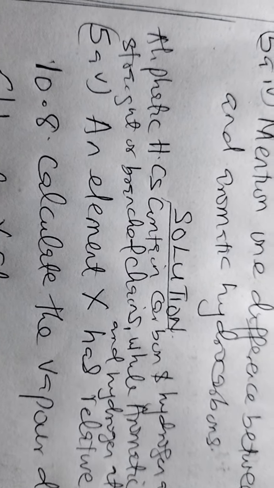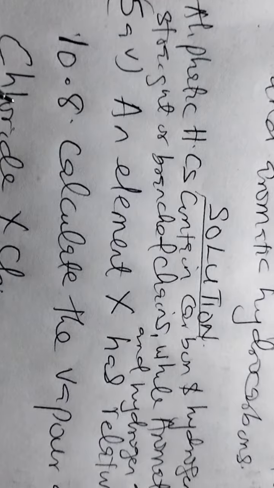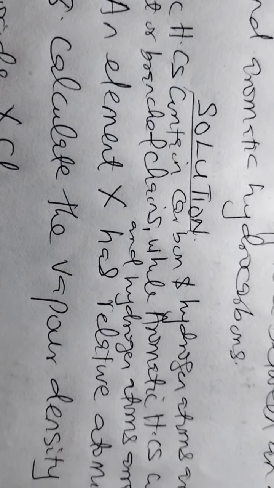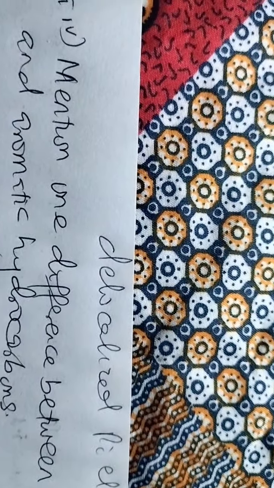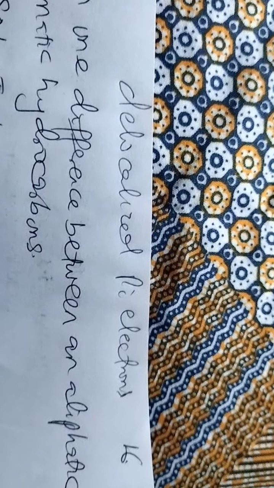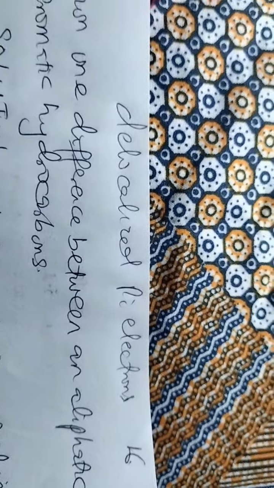I repeat, aliphatic hydrocarbons contain carbon and hydrogen atoms arranged in straight or branch chains, while aromatic hydrocarbons contain carbon and hydrogen atoms arranged in rings with delocalized pi electrons.